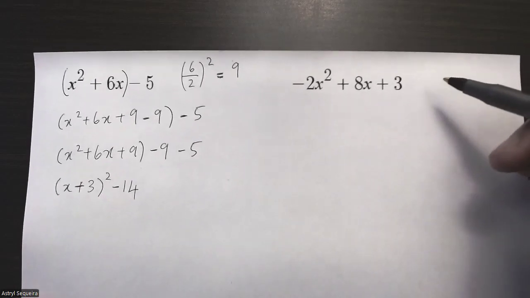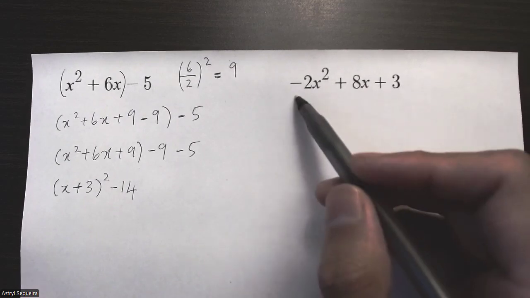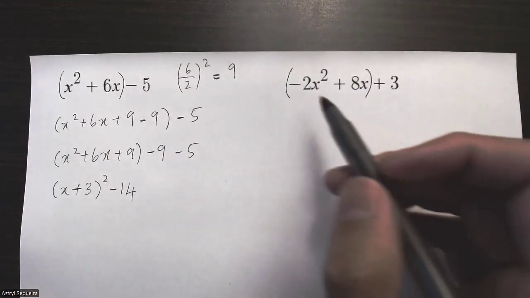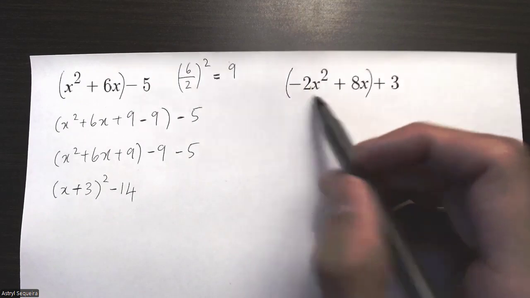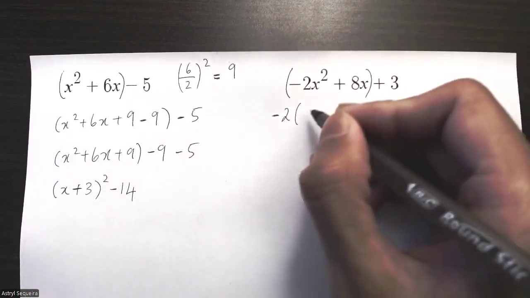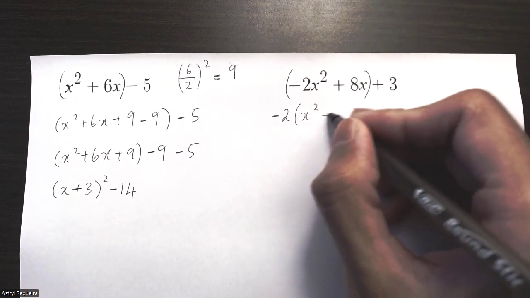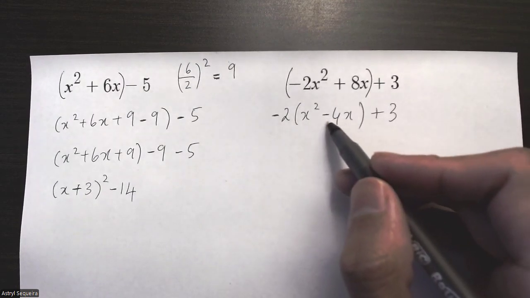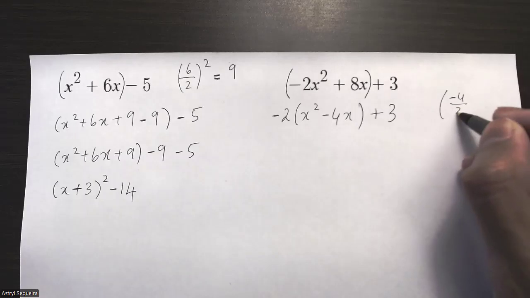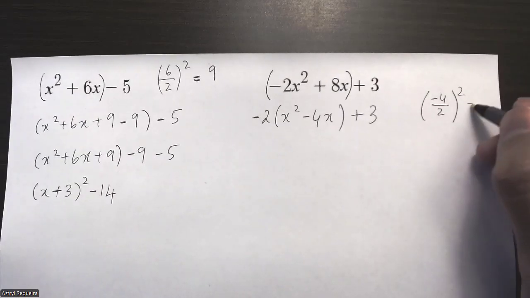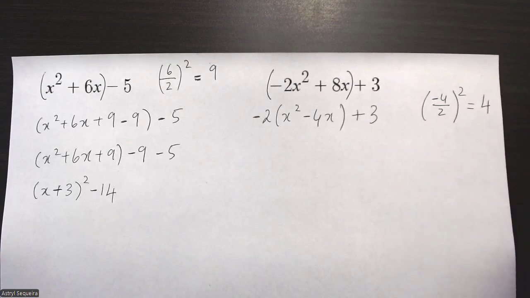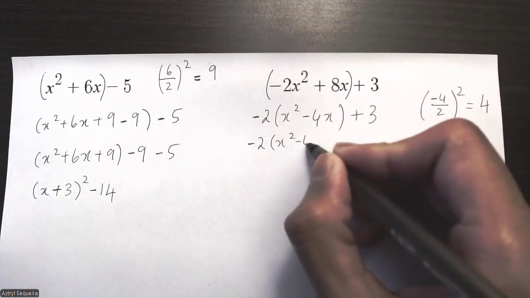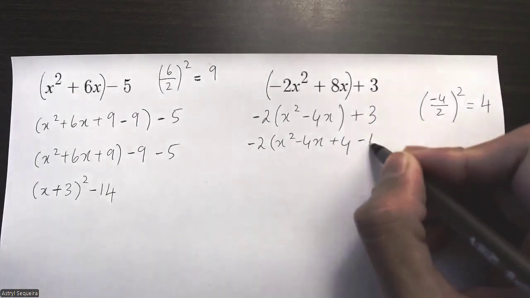Let's try the second example now, which is slightly harder. In this example, I notice I have an a value. So I start with my bracket, but my second step is to factor out the a value. So I'm going to factor out a negative 2 here. I'm left with x squared minus 4x, then plus 3. Then I take this value, divide it by 2 and square it to find my magic number, which is just positive 4 in this case. I'm going to add and subtract the magic number inside the bracket.